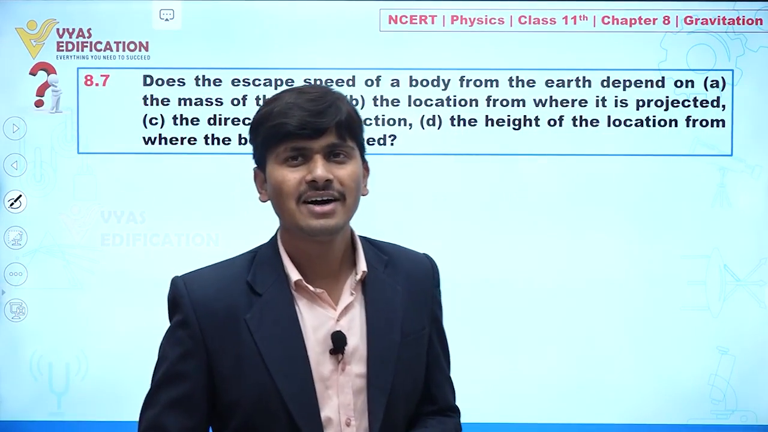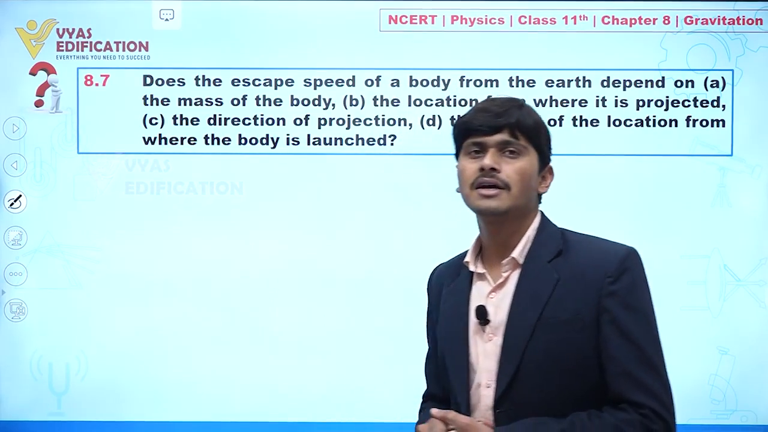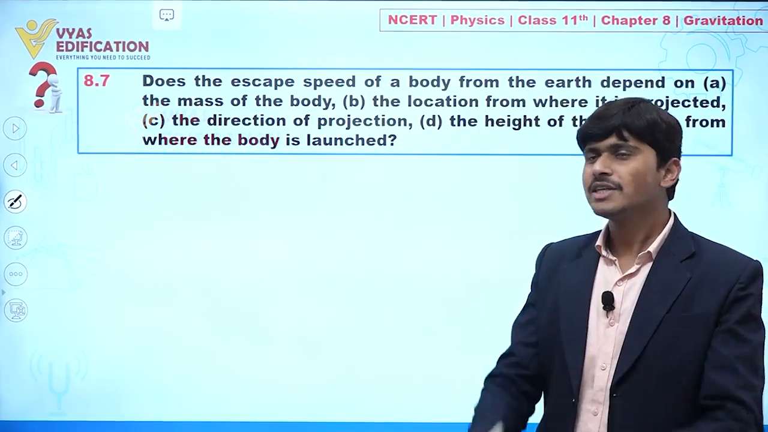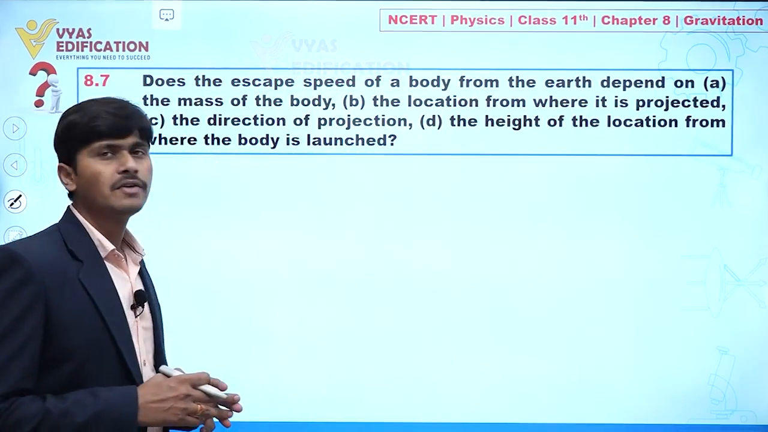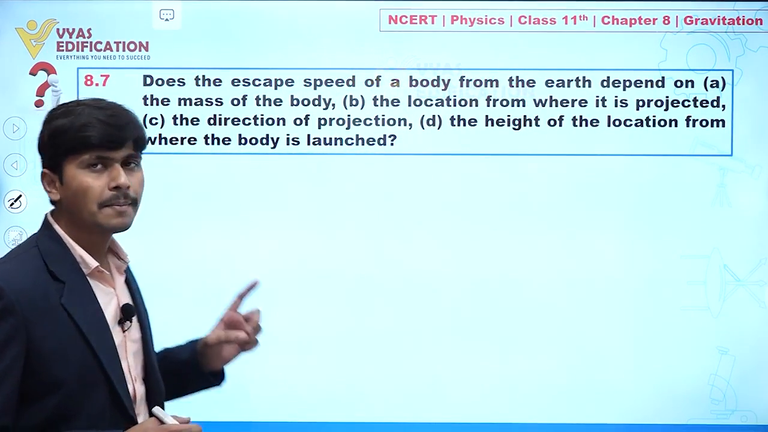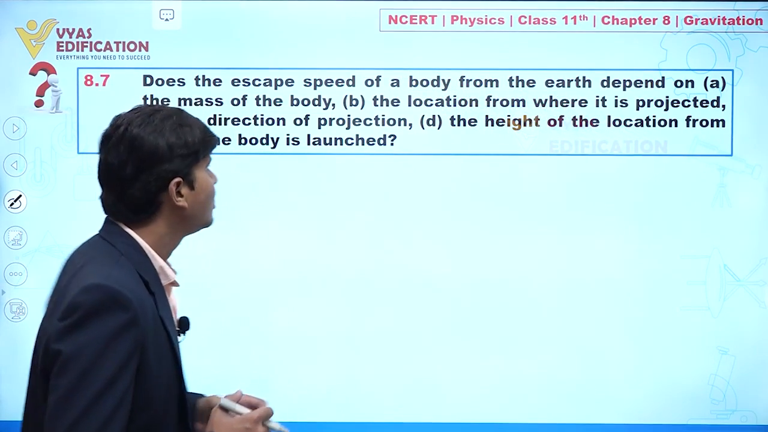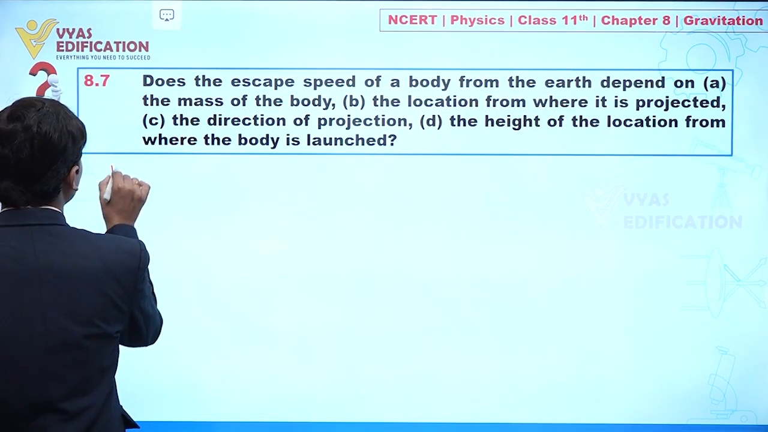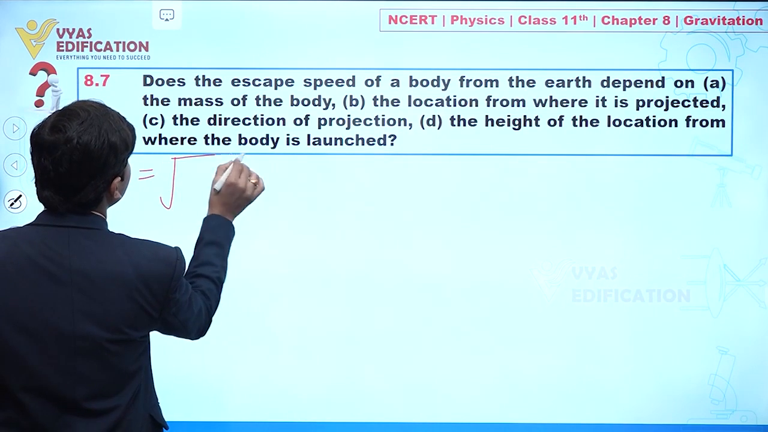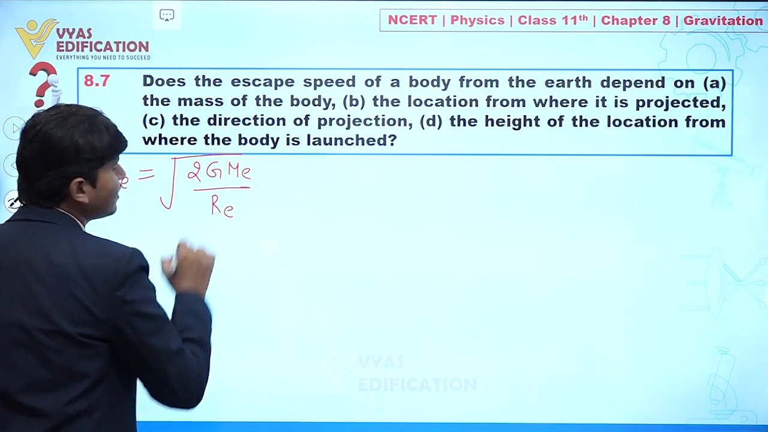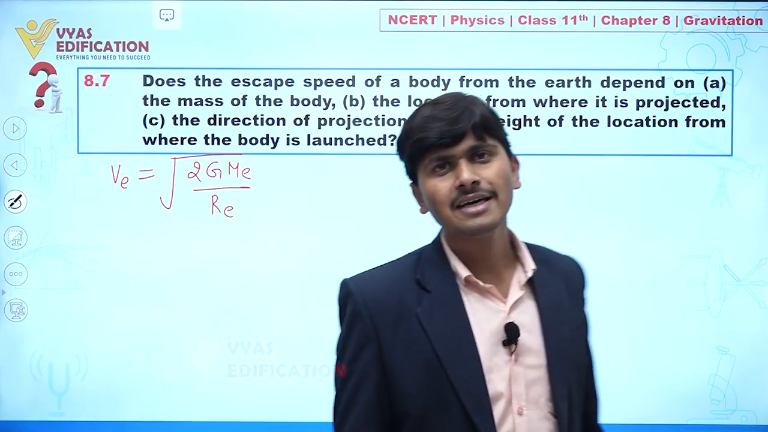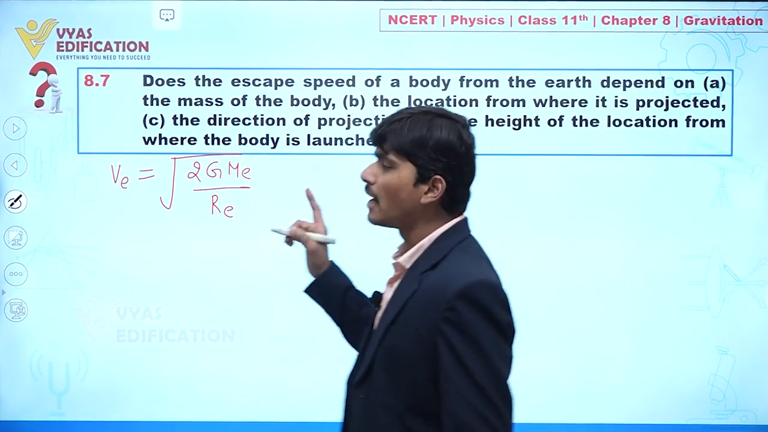Now dear student, we are going to discuss question number 8.7. In this question it is given to you, does the escape speed of a body from Earth depend on number 1, the mass of the body? Clear? So actually we know the expression of escape velocity is given by under root of twice GME upon RE. So in this expression you can see we are just getting the mass of the Earth.